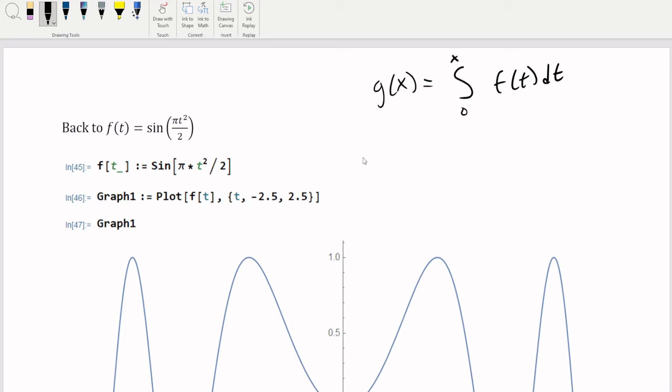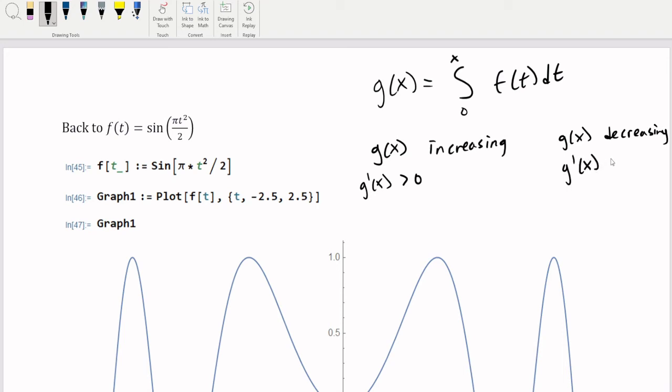So let's see here. So remember the general connection here, although I'm going to write it in terms of these functions, right? G of x is increasing when its derivative, g prime of x, is positive. So that's the connection there. G of x is decreasing when its derivative is negative. But remember, this is f, right? The function f is actually the derivative.